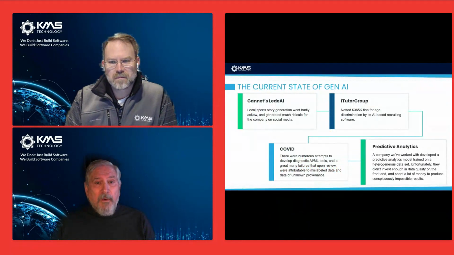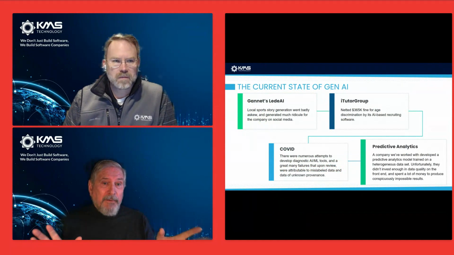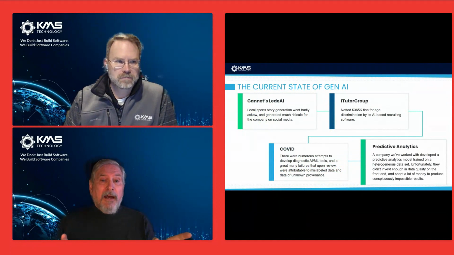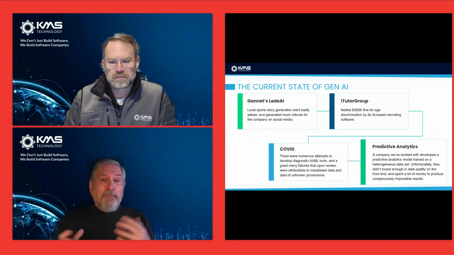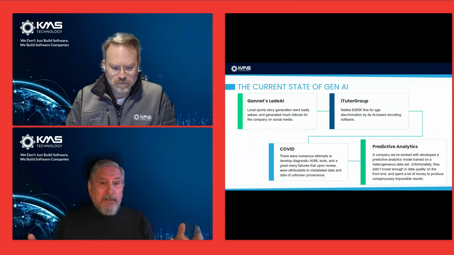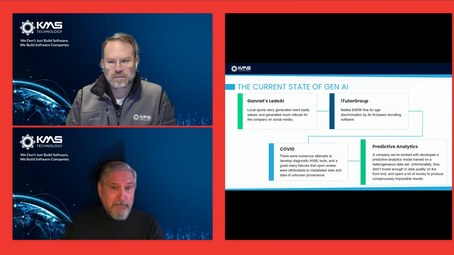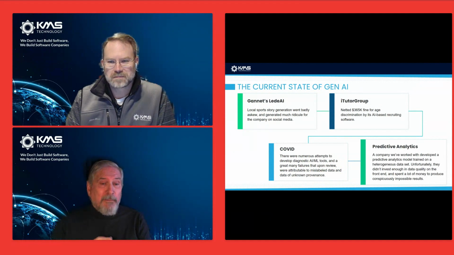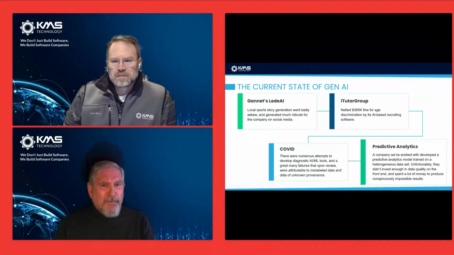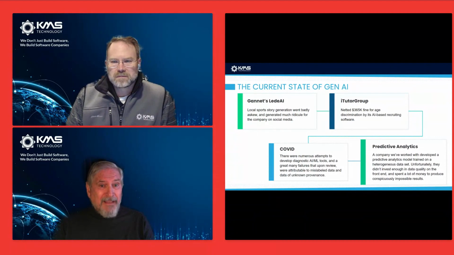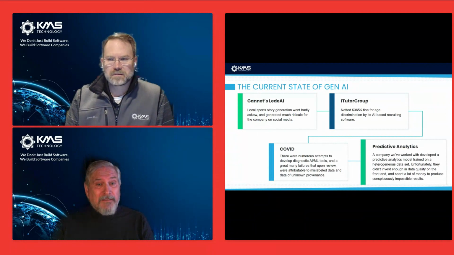Stories of what poor data quality can do to generative AI systems are numerous and infamous. We think about last year, Gannett's lead AI, the local sports story generator that went badly off the rails and produced incomplete, incoherent articles. Social media shaming caused Gannett to end that phase and rethink their approach entirely. And also last year, the iTutor group netted a $365,000 fine for age discrimination by its AI-based recruiting software. Kind of highlights the danger of bias in training data.